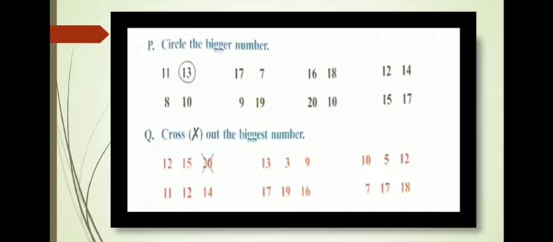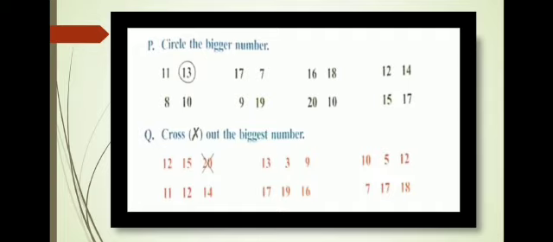Now, see the next question. The numbers given are 17 and 7. So children, tell me which number is the bigger one? Yes, the number 17 is bigger as compared to the number 7. So circle the number 17. So now you can solve the other examples.